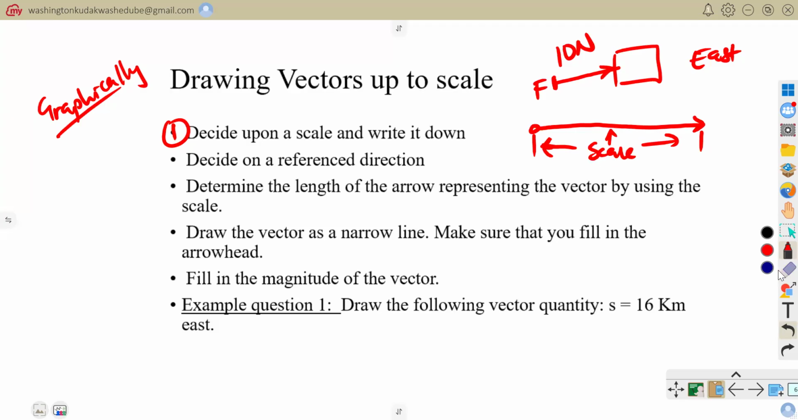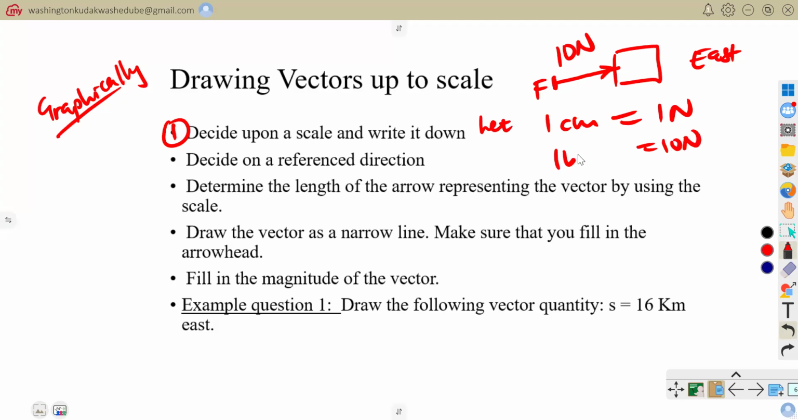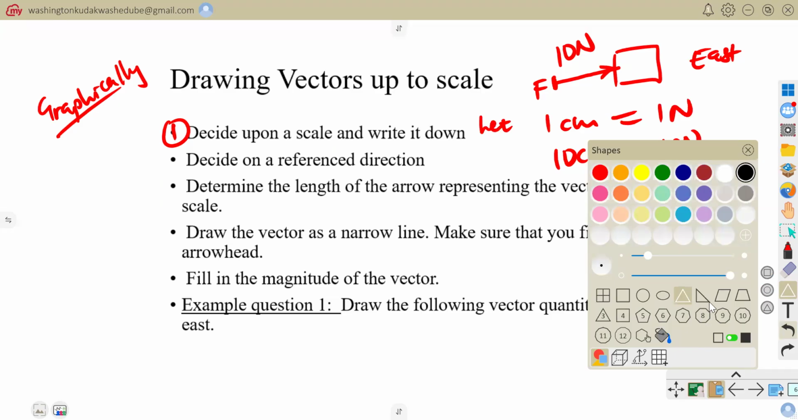To your magnitude. So when you choose a scale, for example, you can say let 1 centimeter length represent 1 Newton. It simply means that my 10 newtons would be equal to what? To 10 centimeters. So if I'm representing this vector, I will need to draw an arrow that is 10 centimeters in length.